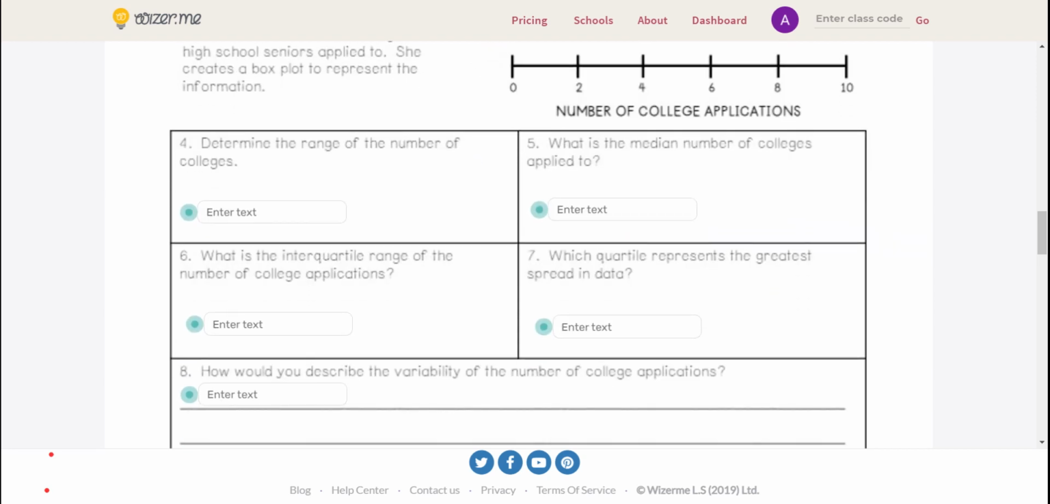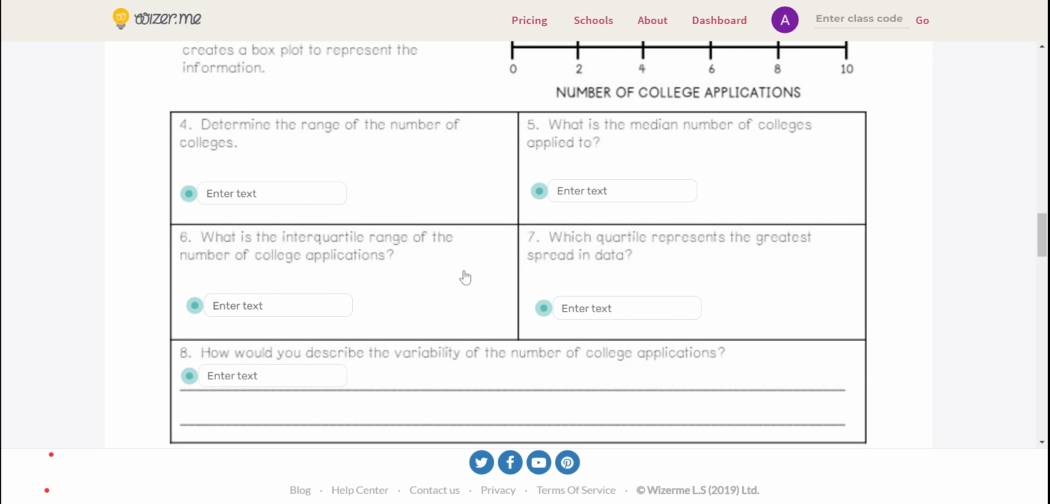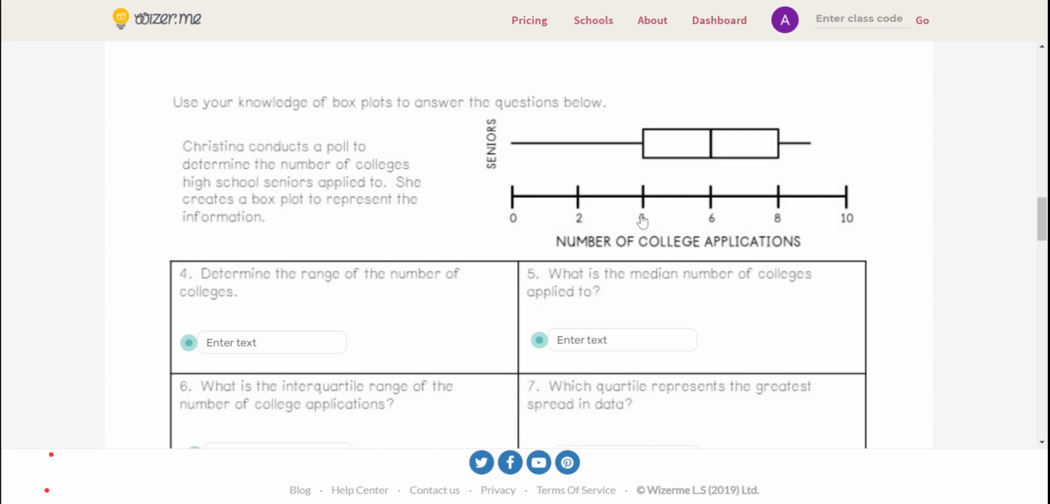Number 5 said, what is the median number of colleges applied to? Well, we get that data from the vertical line inside the rectangle. So that looks to be 6. What is the interquartile range of the number of college applications? Interquartile range is the difference between Q3 and Q1. So Q3 is 8, Q1 is 4. So 8 minus 4 equals 4.